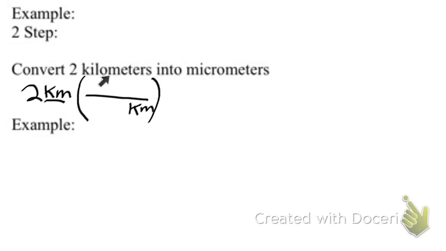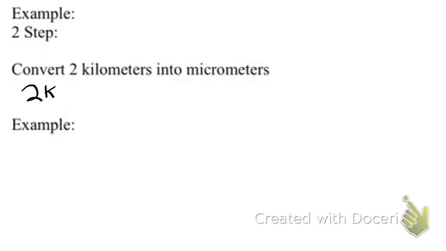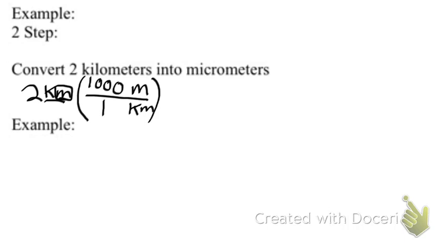And I can't go from kilometers directly to micrometers. I don't know that conversion off the top of my head. But if we look back at the last page, I do know that for every 1 kilometer, I have 1,000 meters. So what we're going to do is go from kilometers to meters, because those are the base units. So for every 1 kilometer, there are 1,000 meters. Now I've effectively canceled out kilometers.